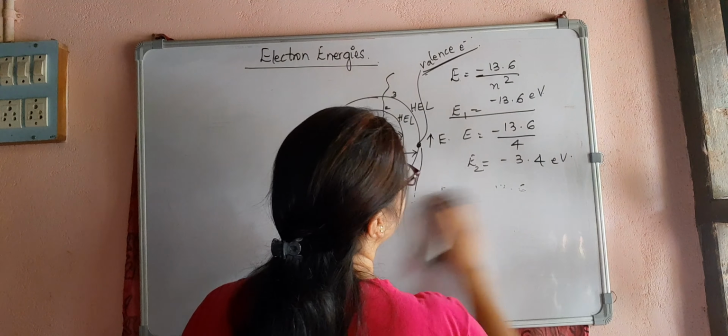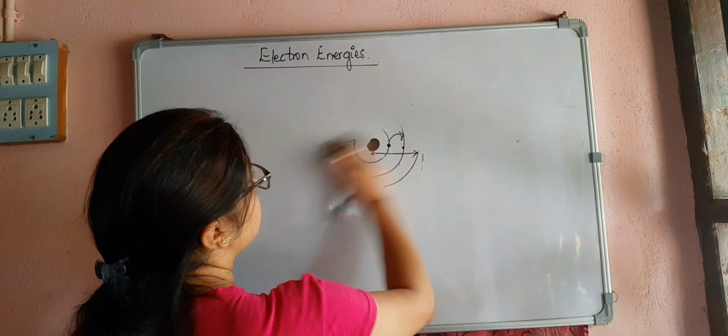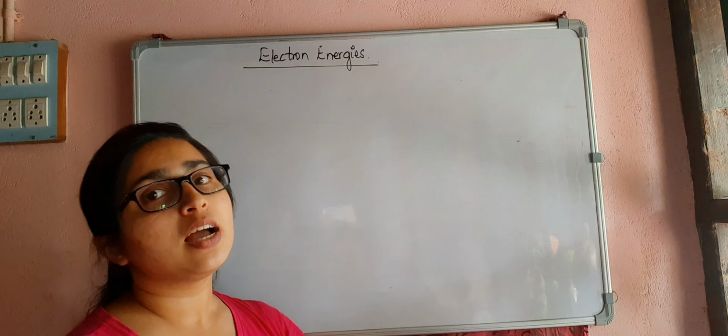So n is equal to 2, 3. These are all the excited states. n is equal to 1 is the ground state. So the greater the distance of the electron from the nucleus, the higher the energy.